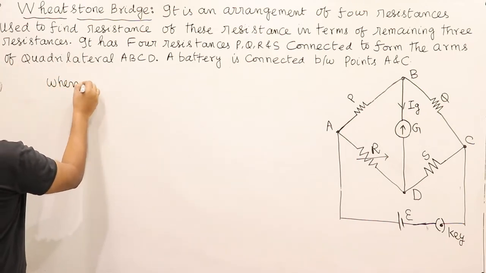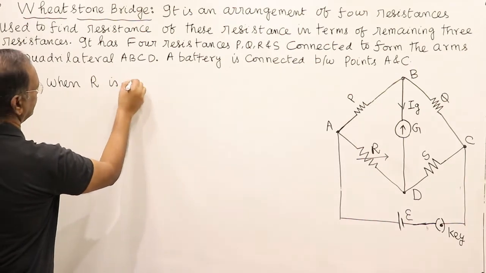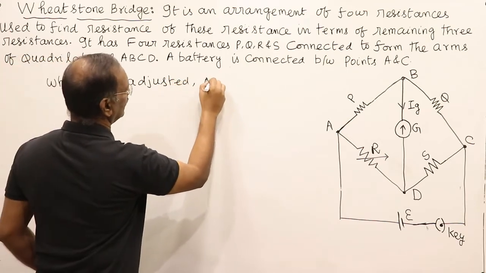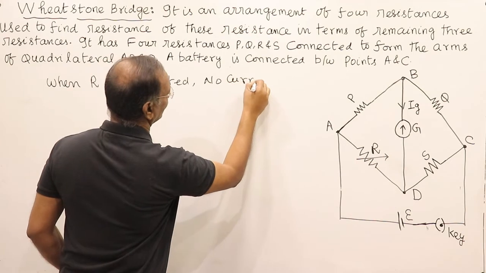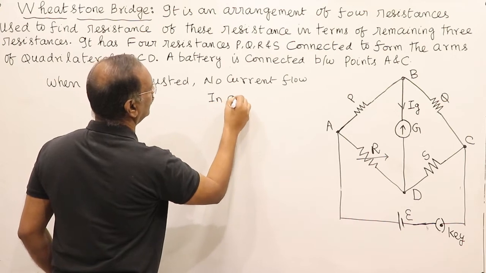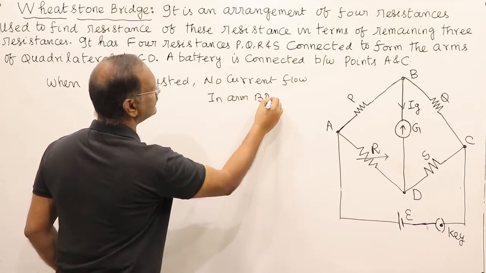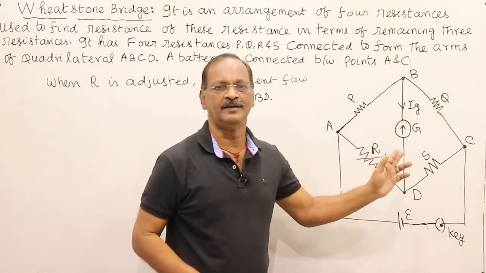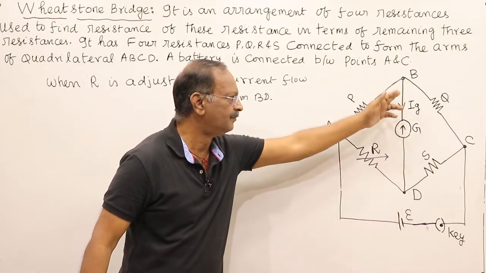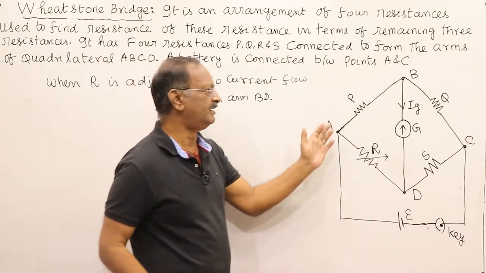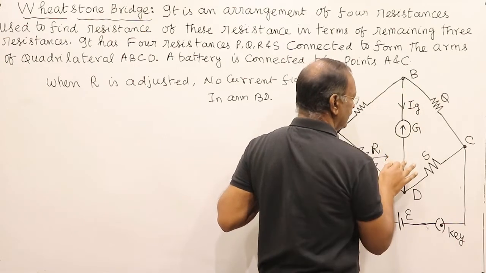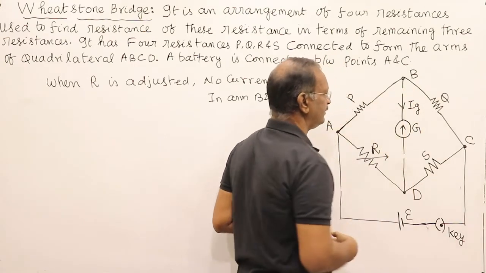When the variable resistance R is adjusted, no current flows in arm BD, that is the galvanometer will not show any deflection. So now when there is no current flowing in the arm, the Wheatstone bridge is said to be balanced. It means no current is flowing in this arm, and this is said to be balanced.